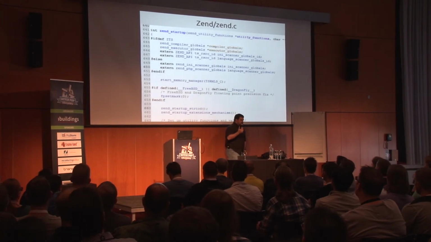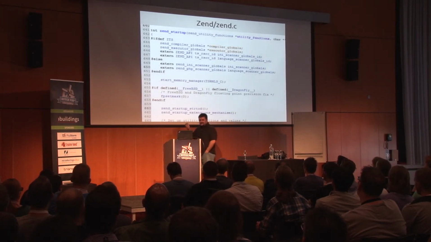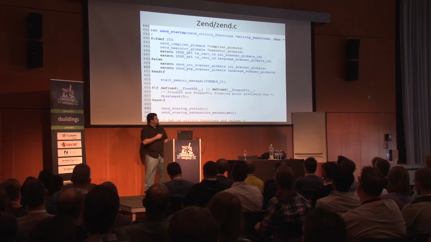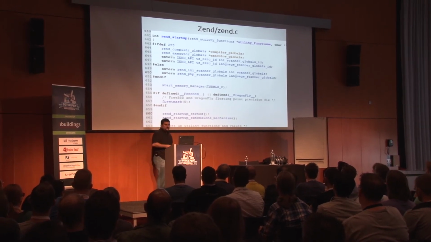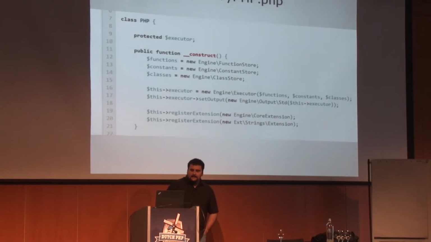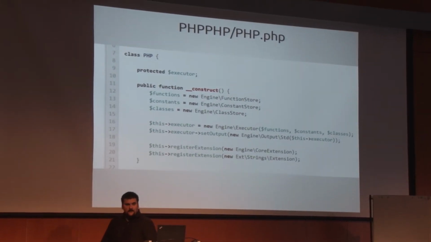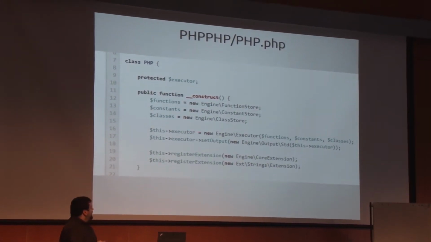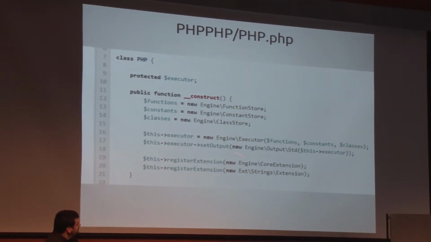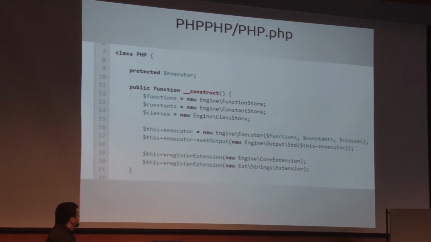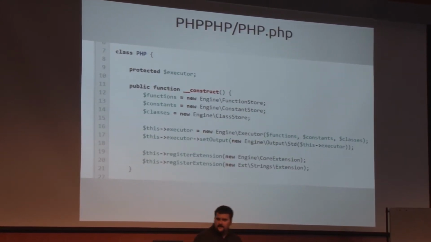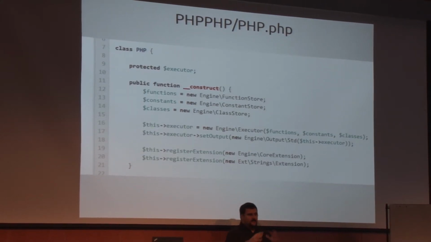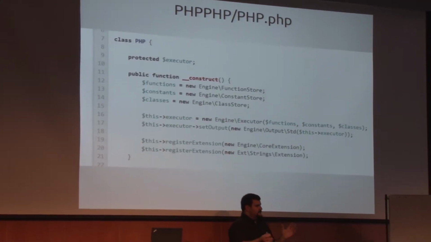And this is what it looks like in C. It's a whole bunch of naming conventions and weird things and common hacks for weird portability issues. Don't worry about this. In PHPPHP, it's a lot simpler. We set up an engine store, a constant store, a class store, an executor, which is basically the virtual machine, and we register the extensions, which basically is the same as calling module init. So this is really all that's happening. We're taking the engine from the cold state and configuring it and setting it up.